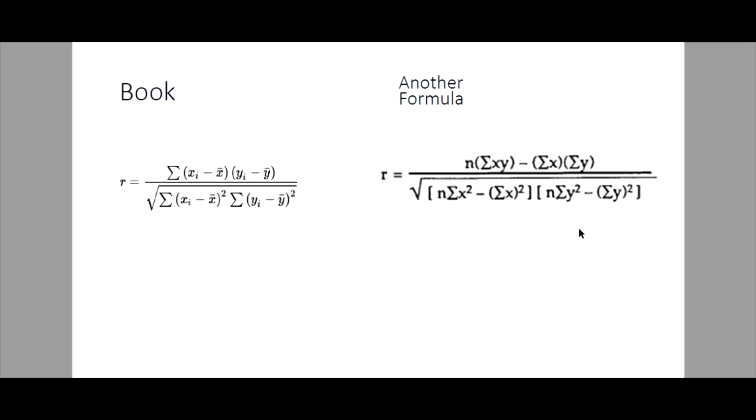Of course, if your previous school uses either of these two, and they have the same answer, then you can use your previous formula.